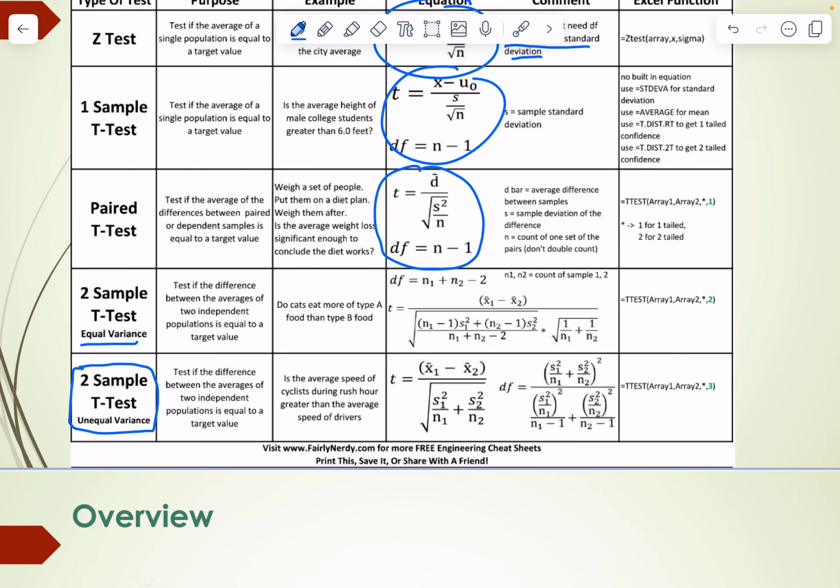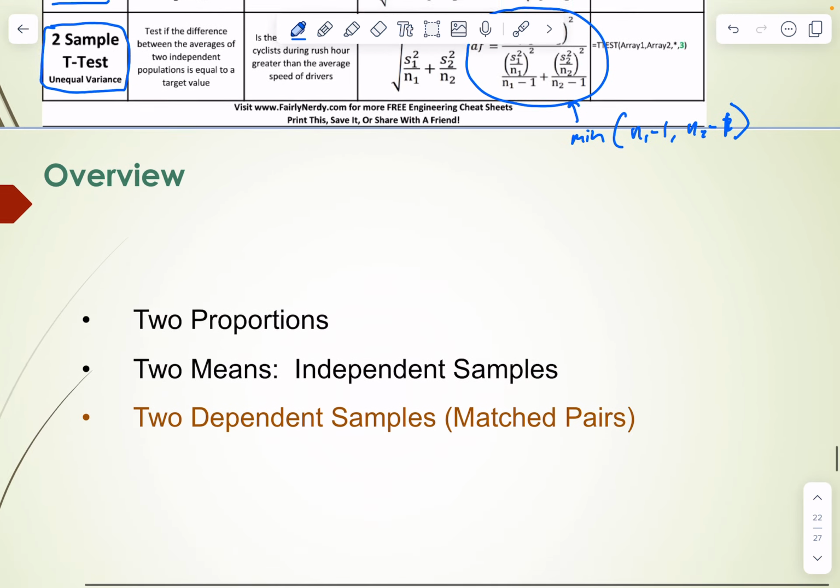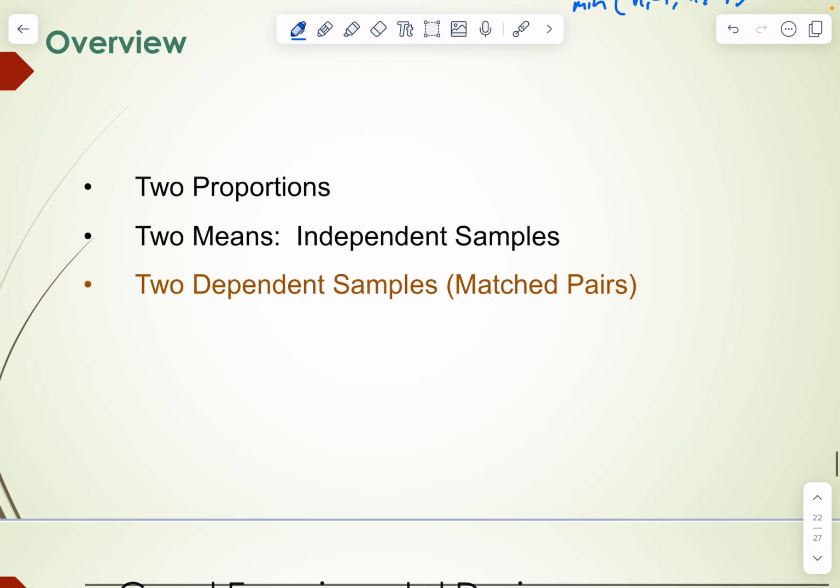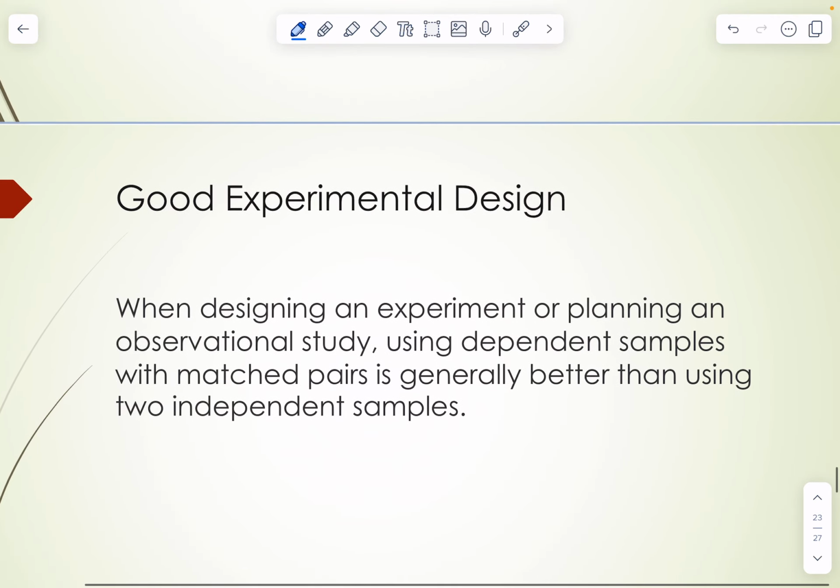Okay. There's that wicked formula for the degrees of freedom that I was telling you about. But I prefer to take the minimum of n1 minus 1 and n2 minus 1. So take the smaller of those two to approximate your degrees of freedom. Okay, one last thing, and that's the matched pairs.